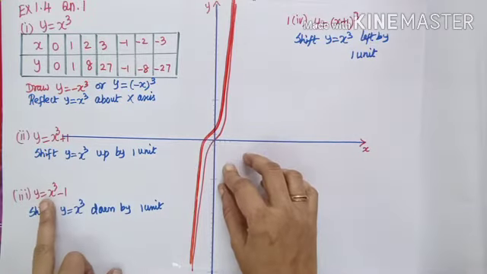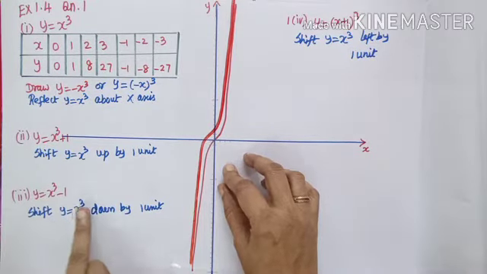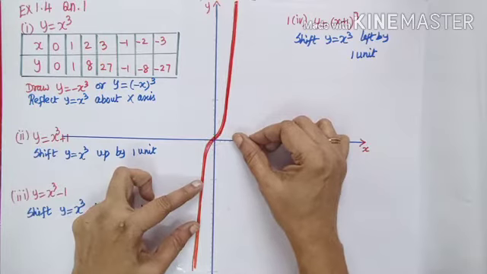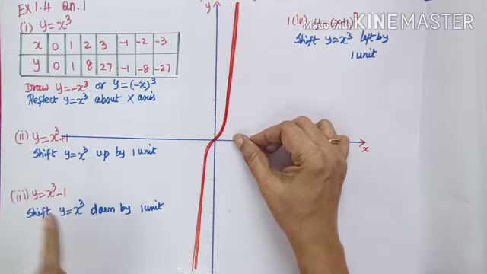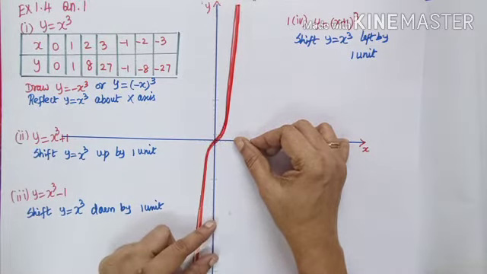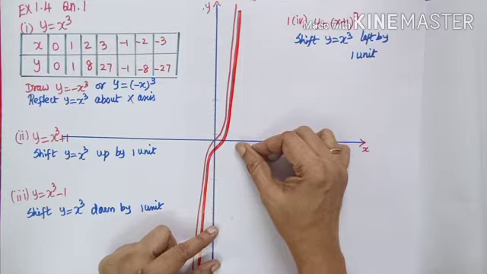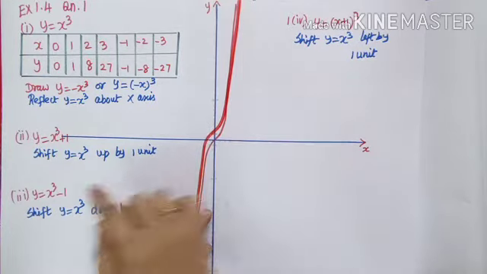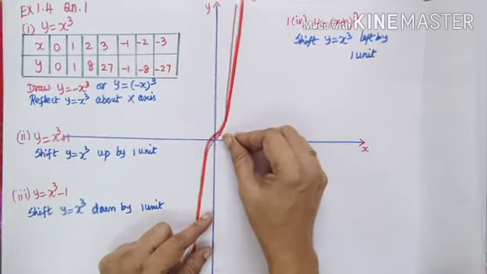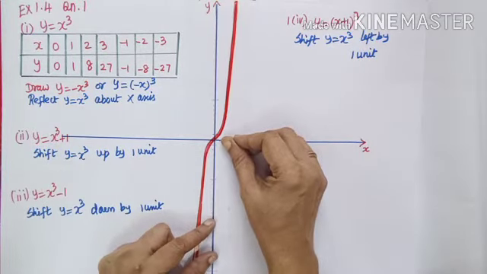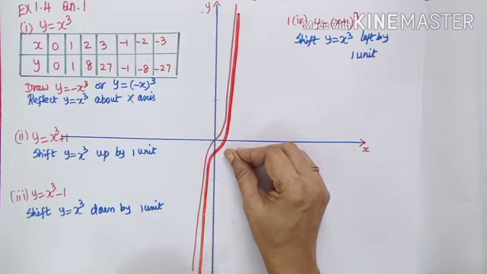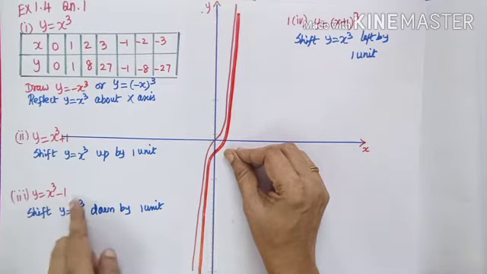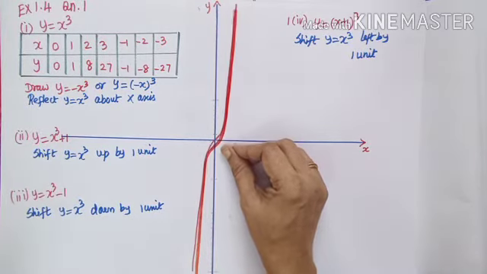My second question, x cube minus 1. This is my original diagram. Now shift it down by 1 unit. It will be like this. So this is shifting up by 1 unit for x cube plus 1, and shifting down by 1 unit for y equals x cube minus 1.